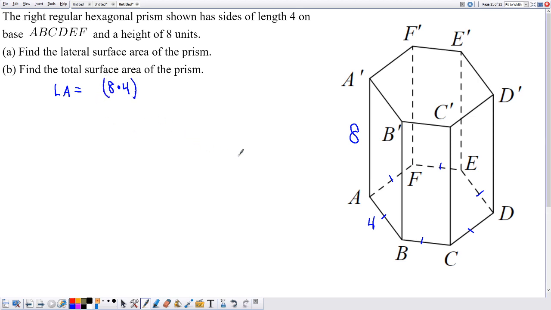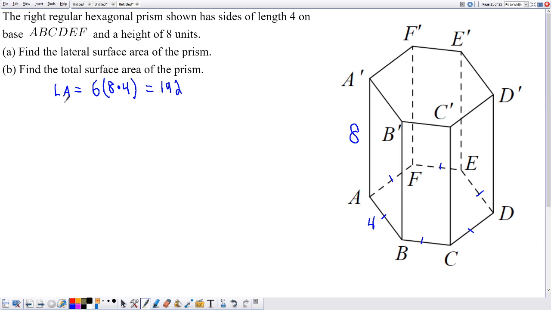Now, how many rectangles are there? They have the same dimensions, so we can just multiply by the number of rectangles. Well, it's a hexagon, that means there's 6 sides, so we want to multiply by 6. And calculating that out, we get 6 times 8 times 4, which is 192.